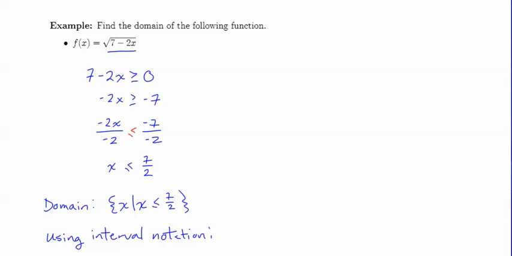then we have all values of x less than or equal to 7/2. So we'll write an open bracket with negative infinity, comma, 7/2. And then we'll close that with a square bracket, remembering that that square bracket is what includes that number 7/2.